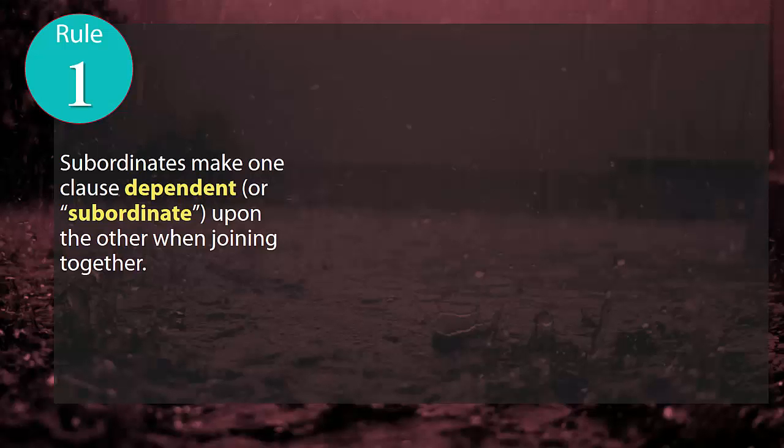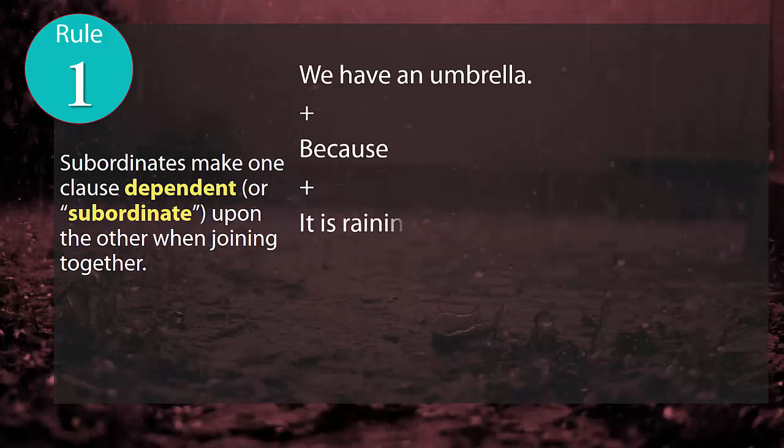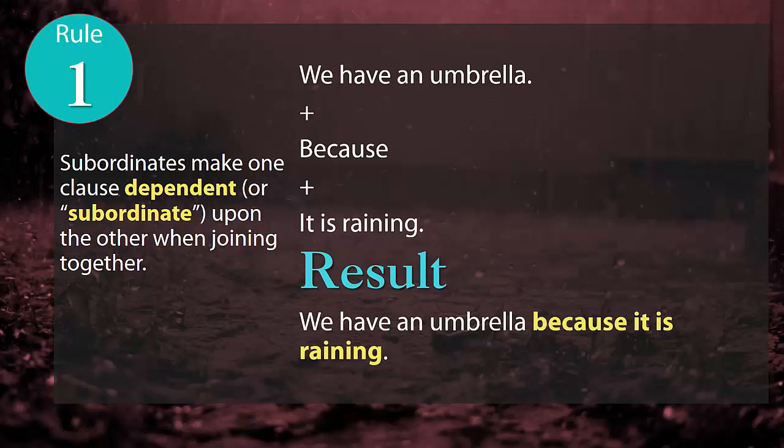Okay, there are also 4 rules for this, and let's take a look. So subordinates make one clause dependent upon the other. So you remember master and slave. So a subordinate makes one clause a slave to the other one. So we have an umbrella plus because plus it is raining. Then what we get is we have an umbrella because it is raining. So you see the original phrase, it is raining, is independent. But because of the word because, the entire phrase itself becomes dependent.